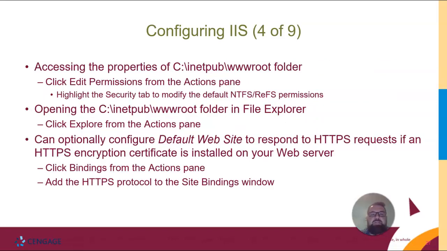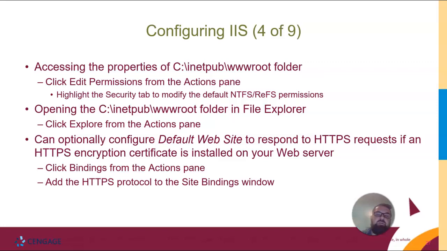If you want to access the properties of that C:\inetpub\wwwroot folder, you right click on it, go to properties, and then you click edit permissions, and then you highlight the security tab to modify the permissions, just like we did with other folders before. Obviously, opening the folder, you can just go to that path.